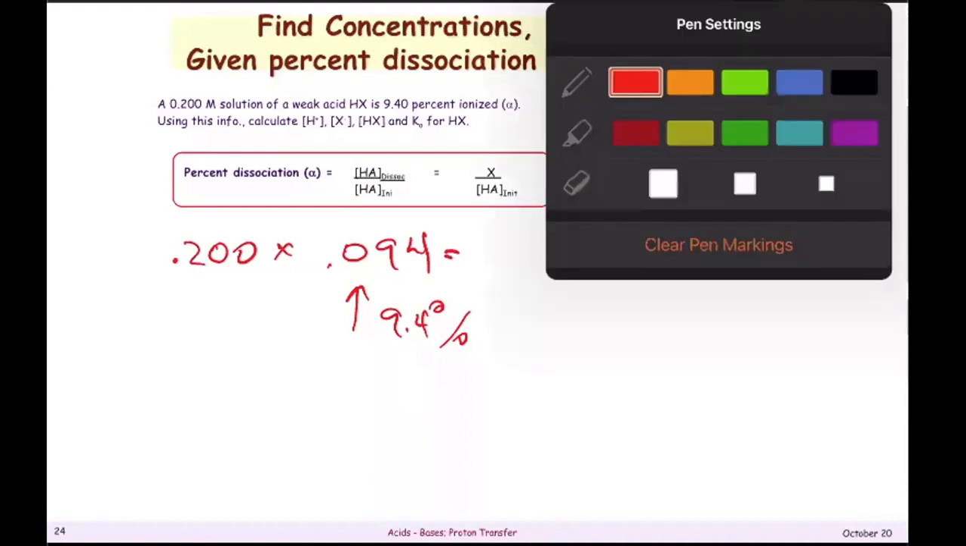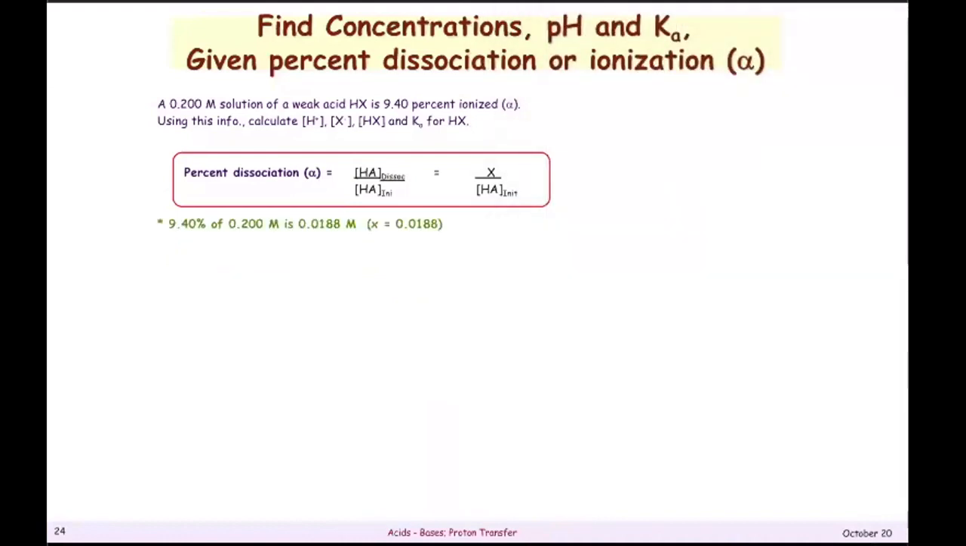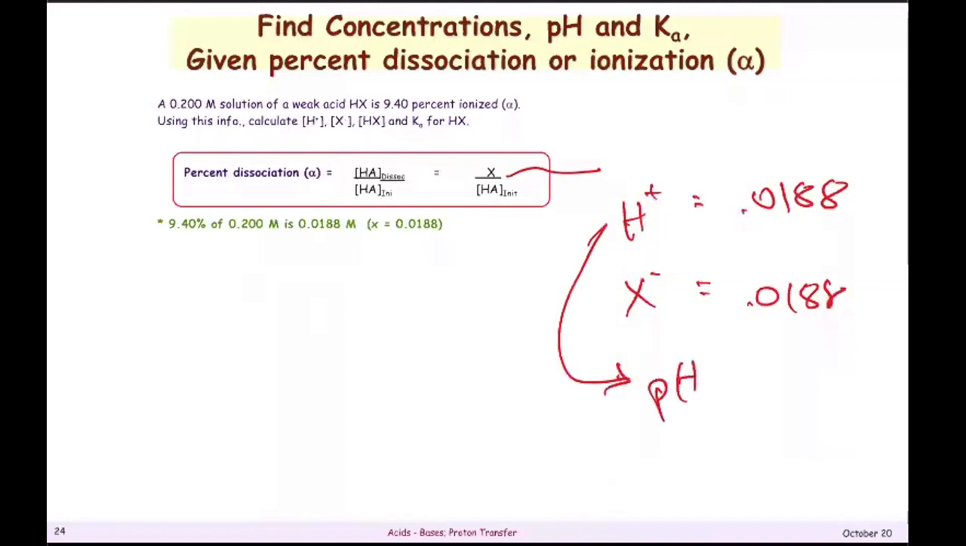Let's take a look at the math. Okay, it's 0.0188. That's 9.4%. So now we know that if we have a 0.2 molar solution, then the hydrogen ion concentration and the conjugate concentration is going to be 0.0188. We can calculate the pH from that by taking the negative log of that value. And if we do that, let me get a calculator real quick. Hold on. Well, I can just show you the solutions.